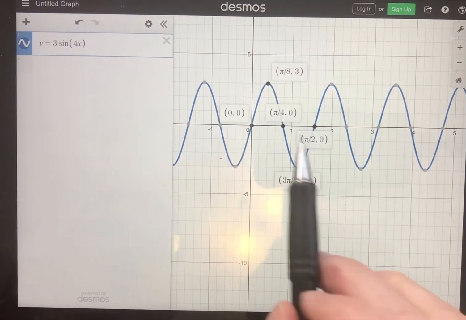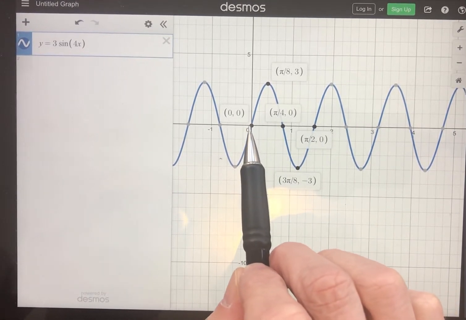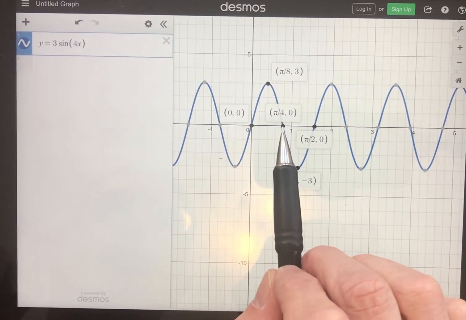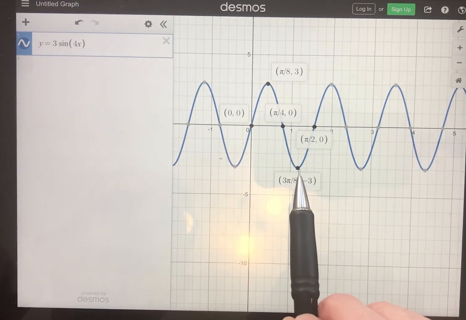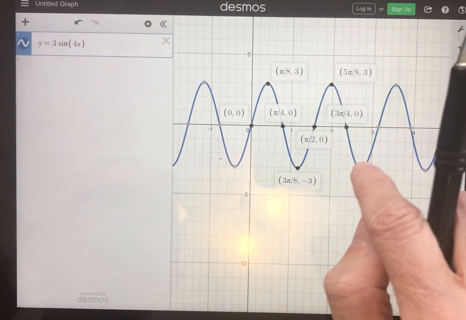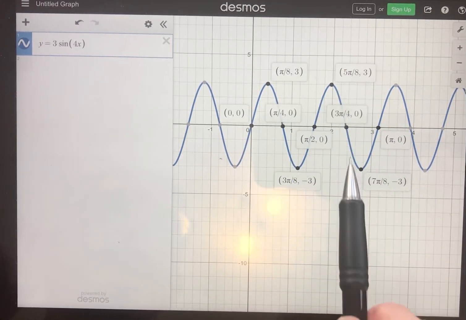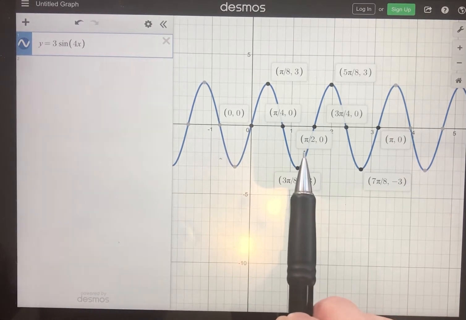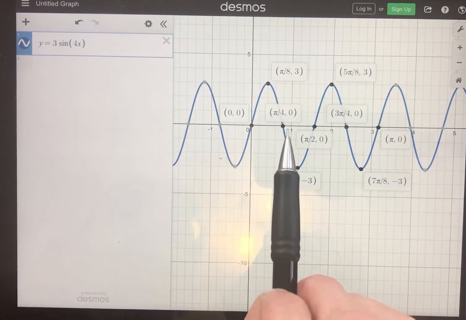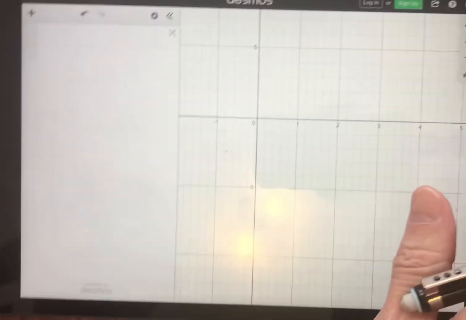You can see, as mine came up, the key points are already highlighted by Desmos, and that's 1 full period. 1 full period goes from same spot to same spot. So it went from 0, 0 to pi over 2, 0, up to pi over 8, comma 3, back to pi over 4, so another 0, down to 3 pi over 8, negative 3, back to pi over 2, and then the second full period goes to 0 here. So 1 full period to here, 2 full periods to here, and because I'm in radian mode, it gives me the minimums and maximums and the zeros using the pi terminology as opposed to approximations. Okay, let's do another one.